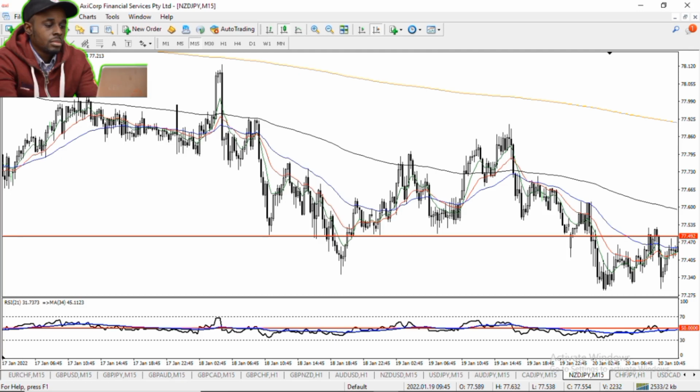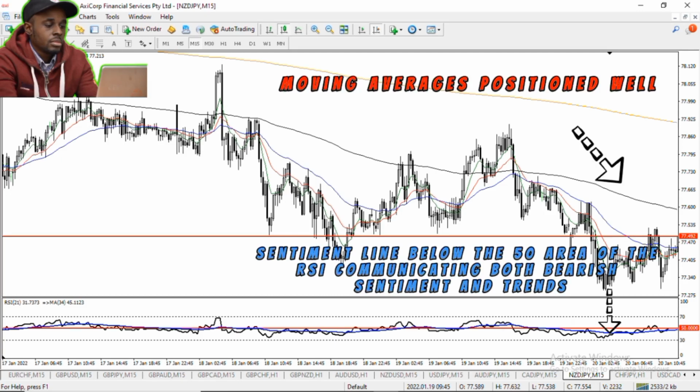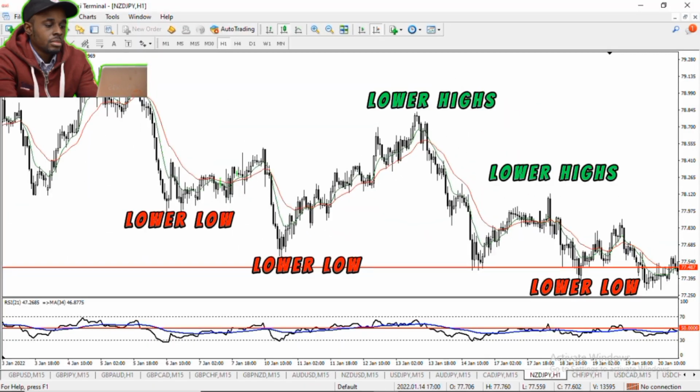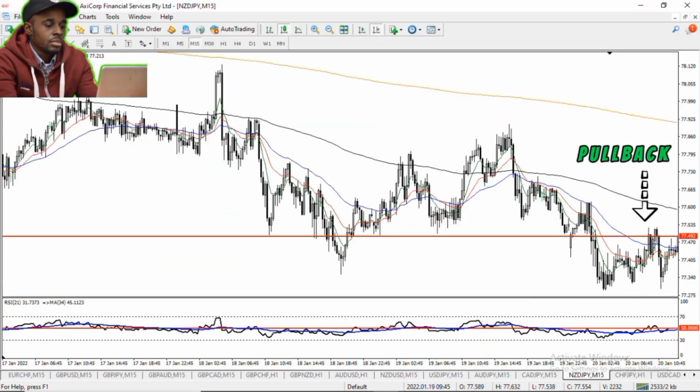All criteria were ticked. Moving averages positioned well, sentiment line below the 50 area of the RSI communicating both bearish sentiment and trends. An Asian session break below previous day's low. No presence of bullish divergence. ADR had not been exceeded. The price action context on the 1 hour was bearish. Then prices pulled back to previous day's low in confluence with the 50 exponential moving average.